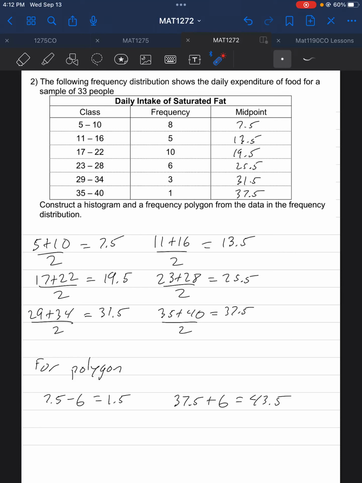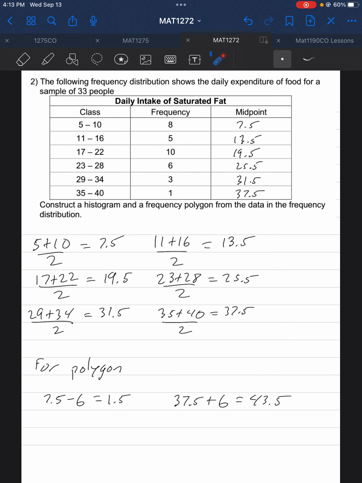Let's continue on to number 2 on this review sheet. Taking a frequency distribution, this one is already made for us, and constructing a histogram and then a frequency polygon of this data. So we have 1, 2, 3, 4, 5, 6 classes here with the frequencies attached to them.